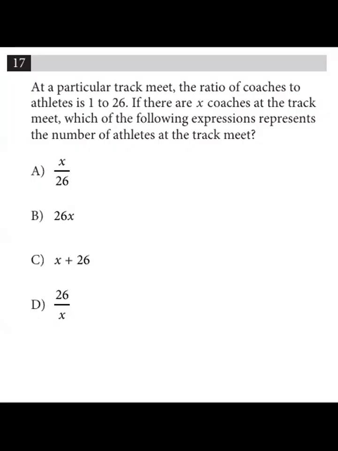Okay, so question 17. We're told the ratio of coaches to athletes is 1 to 26. So for every one coach, there's 26 athletes. So if there are X coaches, which of the following represents the number of athletes. So if X is 1, then Y would have to be 26. Or in this case, it would just be 26 times the number of coaches, which is X. So 26X. So the correct answer is B.